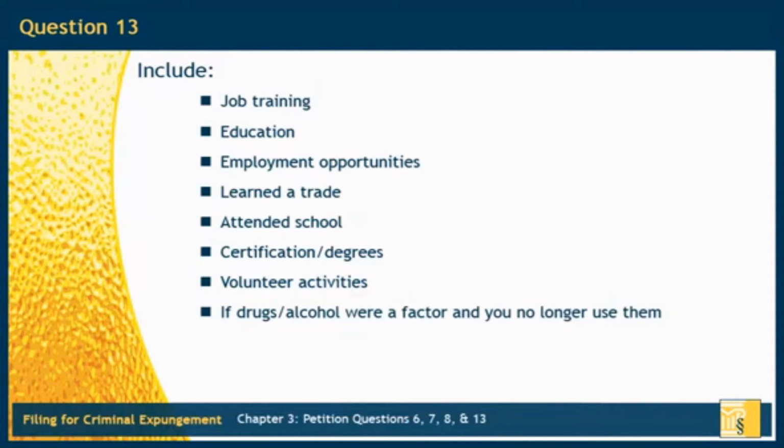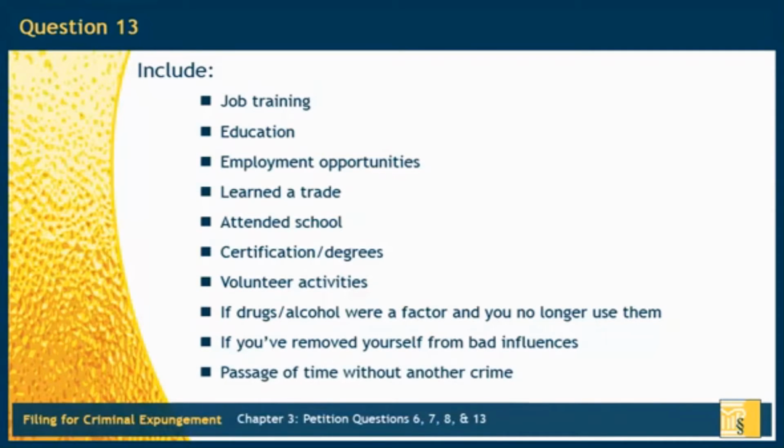If drugs or alcohol were a factor in your criminal cases, and you don't use drugs or alcohol now, tell the court about your treatment and explain what you do to stay sober. If your crime happened when you were making bad choices because of your friends or other influences, tell the court how you removed yourself from those influences and what you do differently now. The passing of time without another crime is another way to show that you have changed. This is your opportunity to tell the judge anything positive that you have done in your life since the case happened.